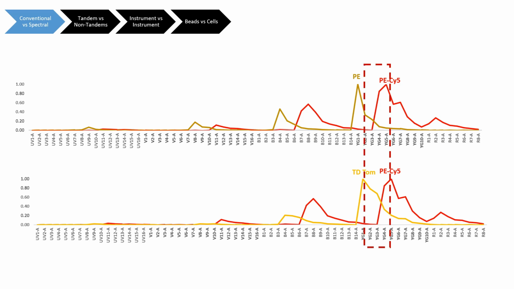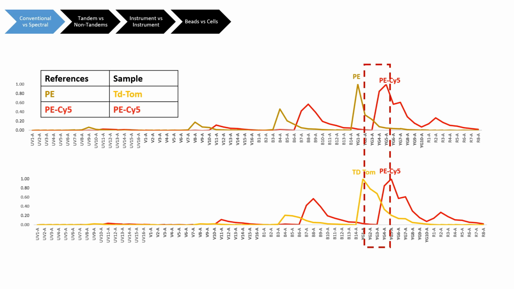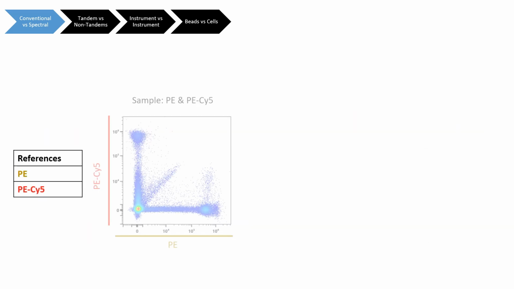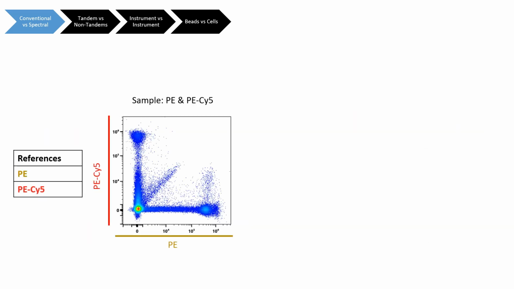We will expect to see problems, as mentioned before, because there will be an underestimation as to the amount of light that spills into the yellow-green detectors from TD tomato because we are using a PE reference. So, as a reminder, we are using PE and PE Cy5 references for a sample that has TD tomato and PE Cy5 in it. Initially, I have used PE and PE Cy5 to unmix themselves, and you can see here that it works well. Now, let's look at unmixing TD tomato with PE.